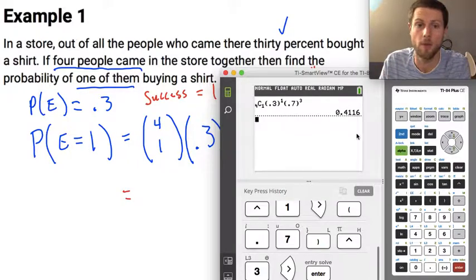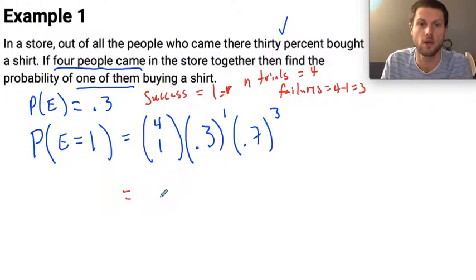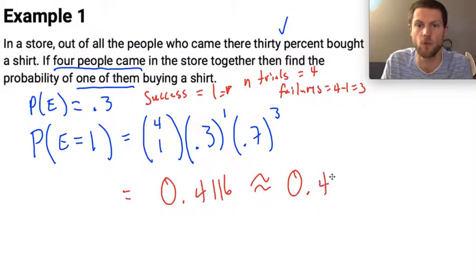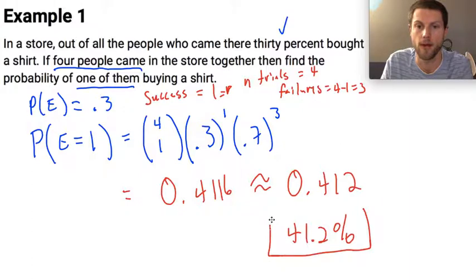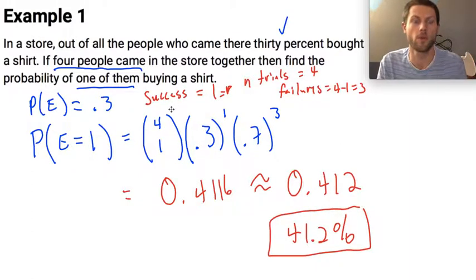So the probability of one person out of these 4 walking away with a shirt is 0.4116. I can round that to 3 significant figures and say 0.412, or about 41.2%. That's the probability that one person out of 4 buys the shirt if 4 people walk in. All right, so that was a little bit of a tricky example. Got a lot of pieces to break down.